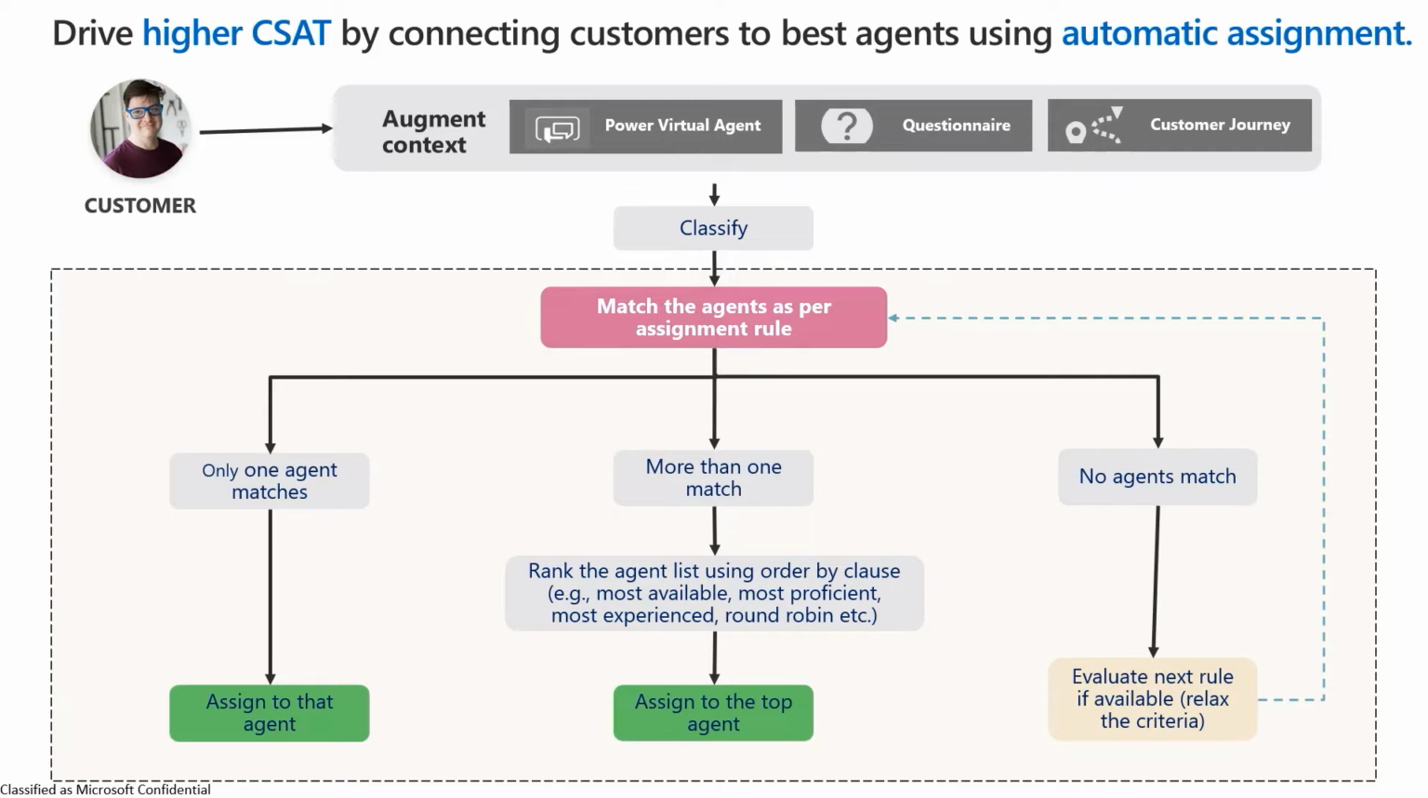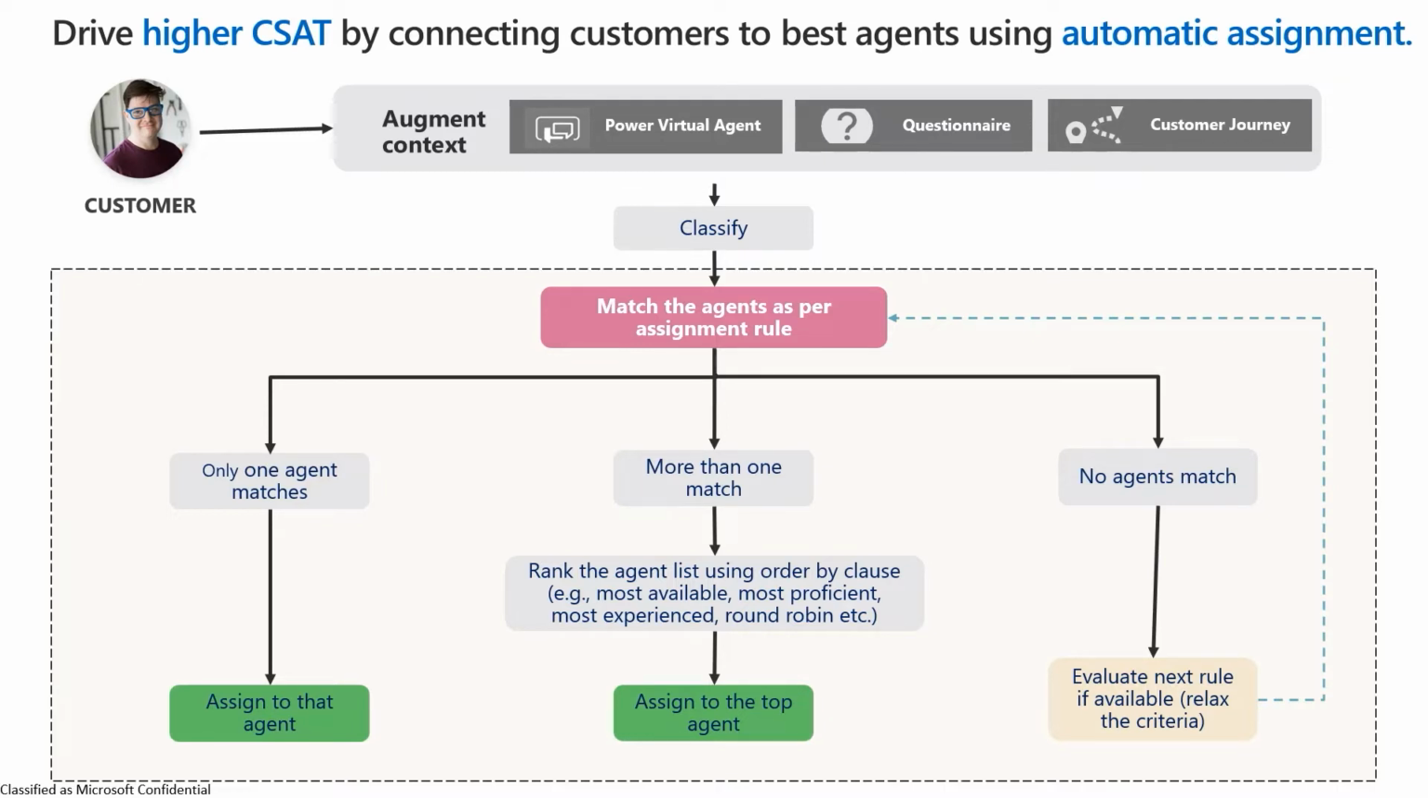You can rank them in the order of their proficiency, their number of skills matched, their experience levels, or you can even do a simple plain round robin assignment as well. Whoever is the top ranked agent will get the work in this case.